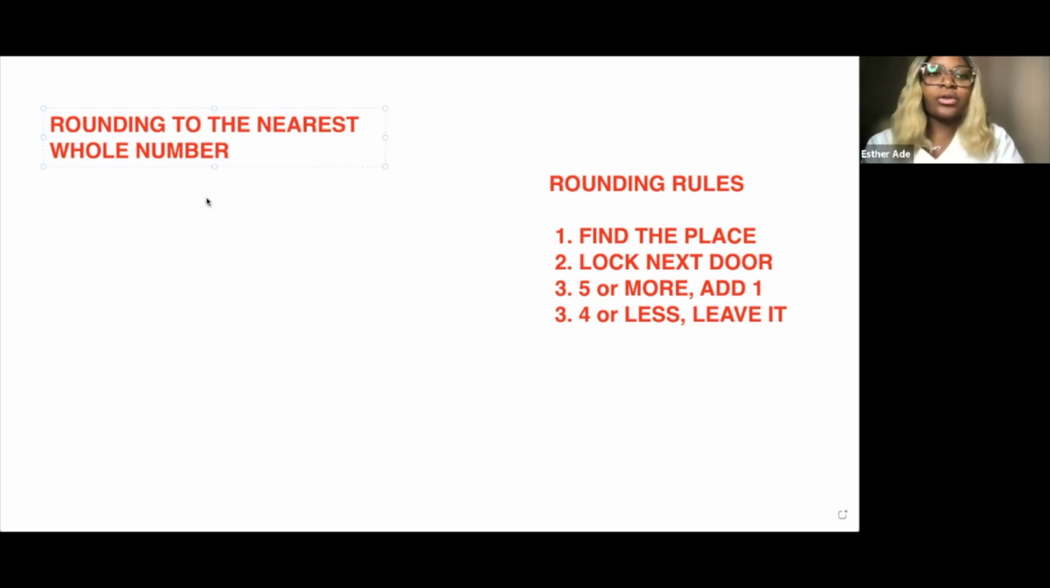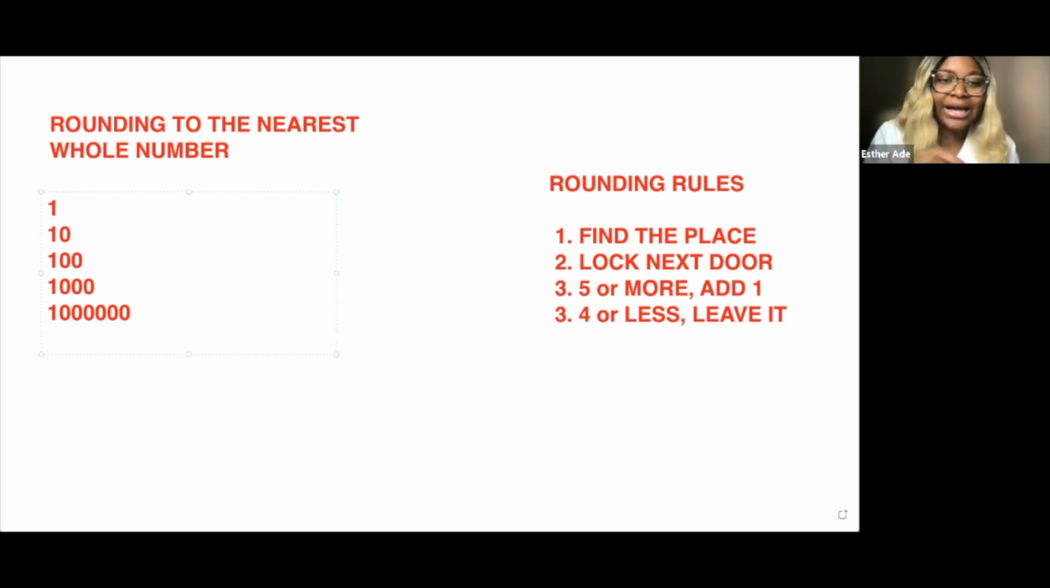So rounding to the nearest whole number basically means, what is a whole number? First of all, let's understand that. A whole number is a number without a decimal. So for example, 1 is a whole number, 10 is a whole number, 100 is a whole number, 1,000 is a whole number, 1 million is a whole number. I don't care how big the number is. As long as there is no decimal point, like I don't have that dot, that is what makes it a whole number. 50 is a whole number. 40 is a whole number. 77 is a whole number. 85 is a whole number. 5 is a whole number. I don't care what the number is. What makes it a whole number is that there is no decimal point.